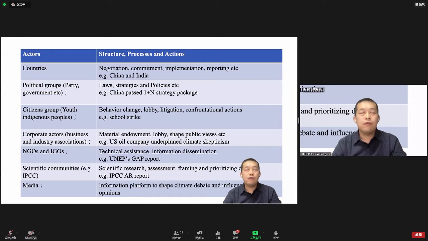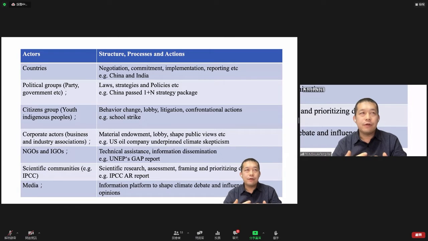that change the whole governance. For example, China just passed its 1+N strategy package before the COP26, which highlights China's milestone target on carbon neutrality. And in that regard, the Chinese government is the political group as actor, and the action is to issue this 1+N strategy package.